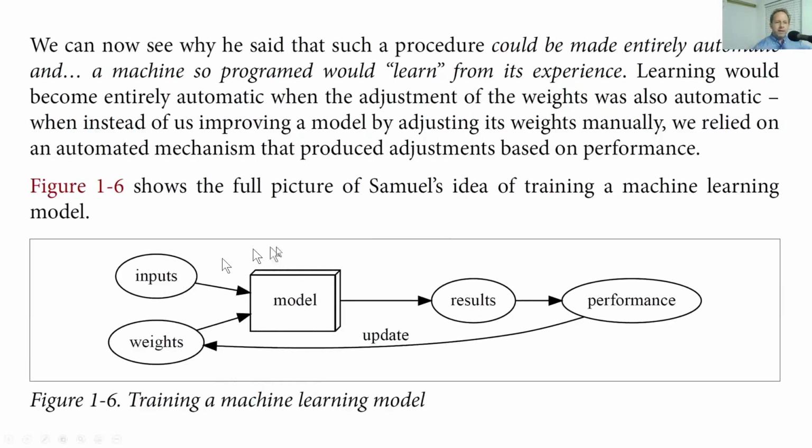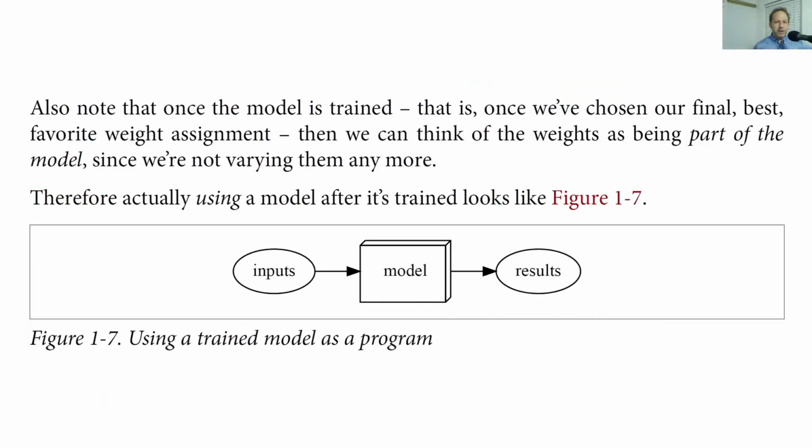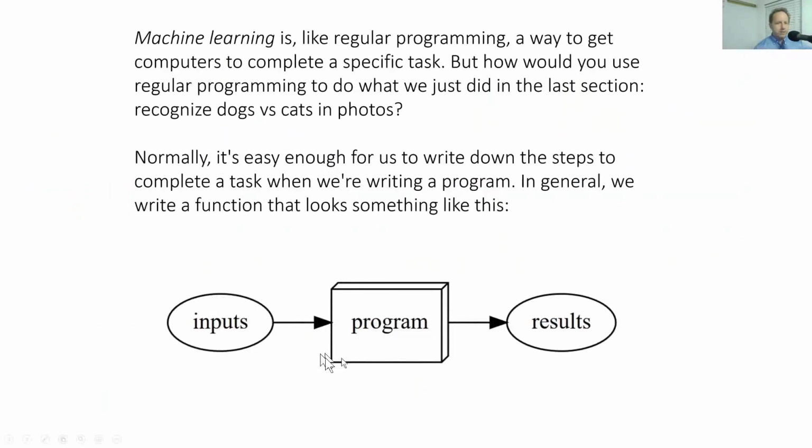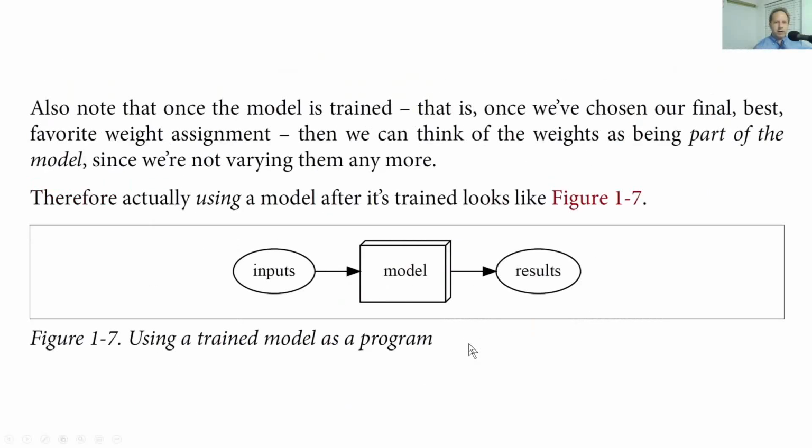So after we've run that for a while, it's come up with a set of weights that's pretty good. We can now forget the way it was trained, and we have something that's just like this, except the word program is now replaced with the word model. So a trained model can be used just like any other computer program. The idea is we're building a computer program not by laying out the steps necessary to do the task, but by training it to learn to do the task, at the end of which it's just another program.